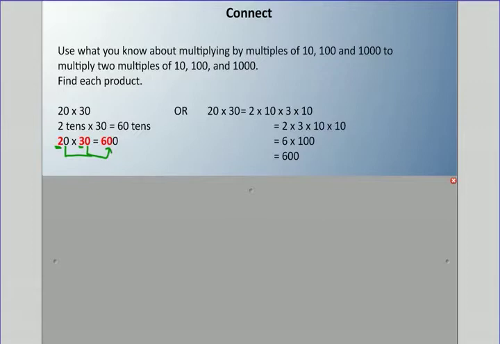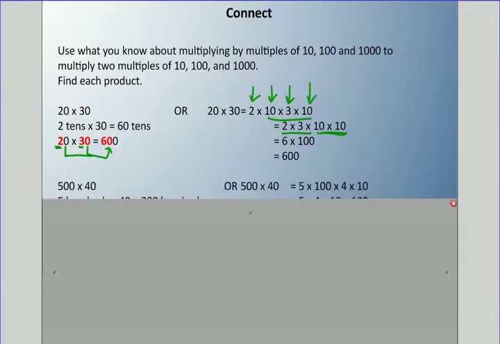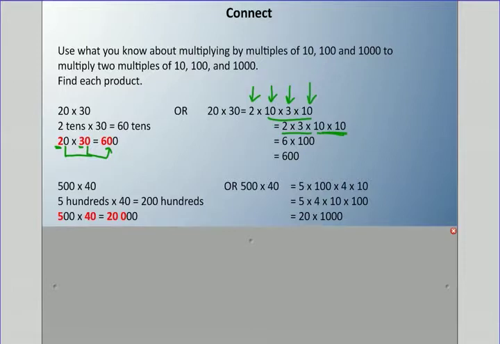Or again, if you want to break it up, we have 2 times 10 times 3 times 10, and we can move the tens over as we can see here. So 6 times 100 equals 600. And this kind of repeats this pattern. So again, we're multiplying front numbers, add 1, 2, 3 zeros.